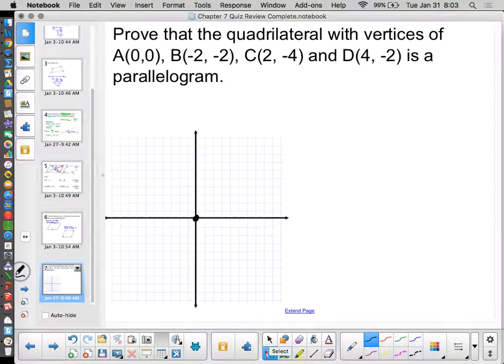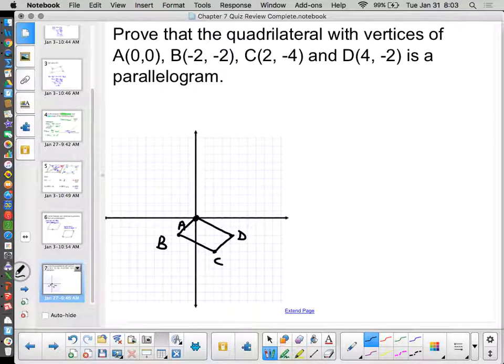Okay, so A was at 0, 0. B is at -2, -2. C is at 2, -4. And D is at 4, -2. Okay. Why do I draw it? Because I want to have the picture so I know what is a side and what is a diagonal, depending on what method I want to use.